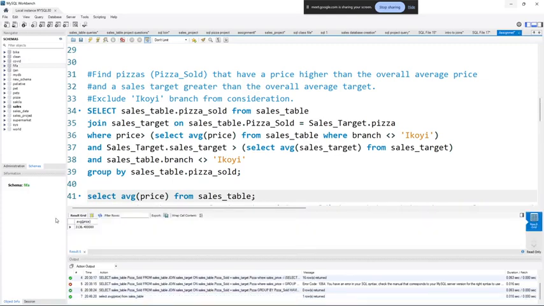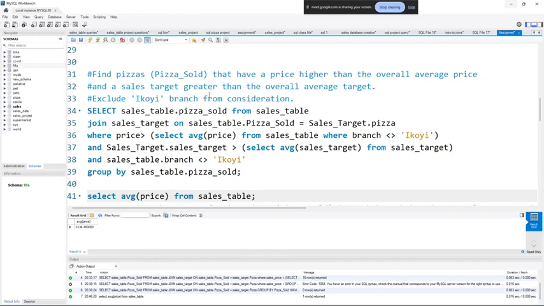Then I'll run this. Can you see the average price is 3,136? But don't forget that Ikoyi was included when they were calculating this average price, and they already gave us a condition that excludes the Ikoyi branch. So while I'm having these two, I have to remove Ikoyi. That is why I'm having select average price from sales table where branch is not Ikoyi. So I've removed Ikoyi like that. Because in this case, if I'm putting that price, Ikoyi will be included. So I've removed Ikoyi.